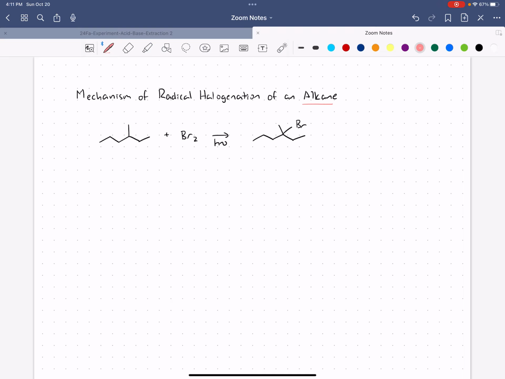The idea here is for me to draw what I expect as the answer, and then I'll go back and annotate some of the more interesting points about this mechanism.